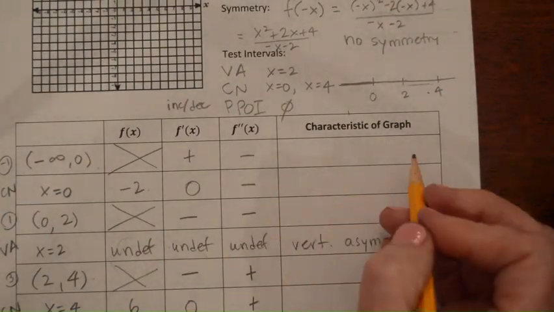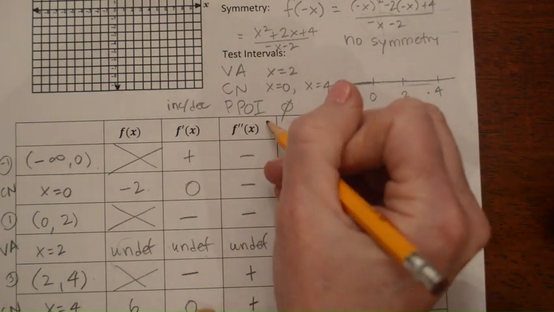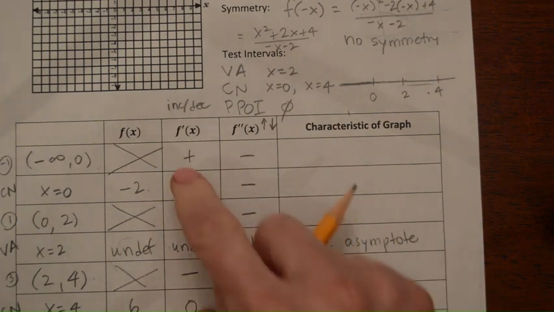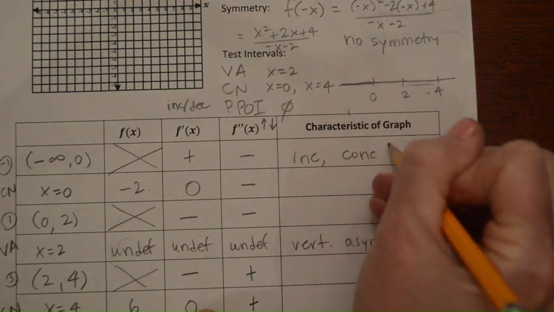All right, so let's fill in our characteristics. So again, this is increasing and decreasing. This is concave up or concave down. So here I've got it's increasing and it's concave down.